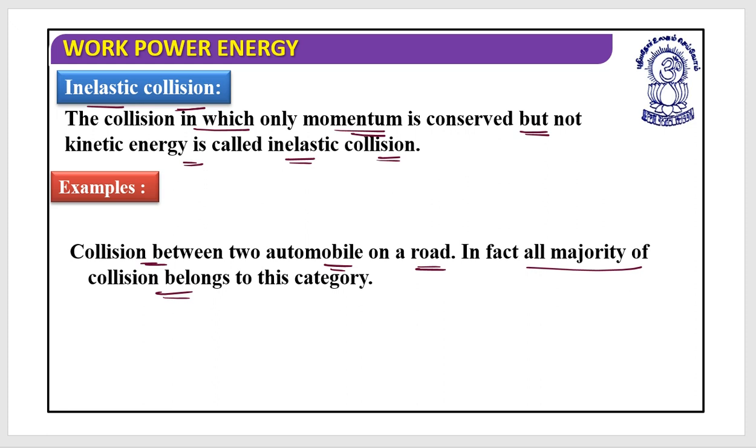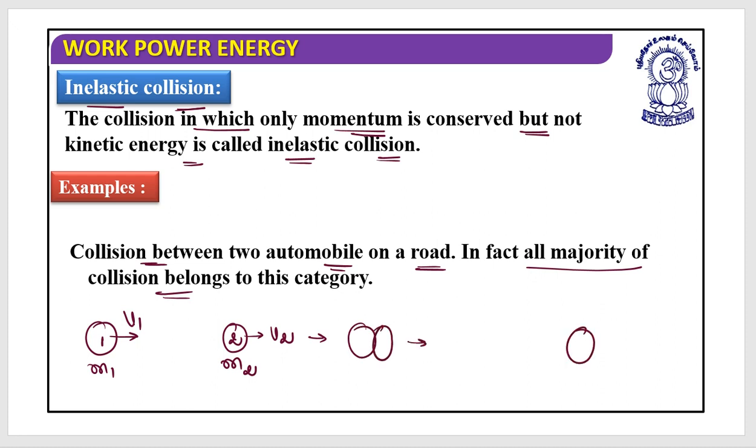The situation would be something like this: this is the first object, this is the second object, this is moving in this direction with v1, and this is going to move in this direction. Let's suppose their masses are m1 and m2. They are going to collide, suppose at this instant, and then they are going to move in this direction with v2 dash, and this is v1 dash. Again, mass m1, mass m2, in this direction.